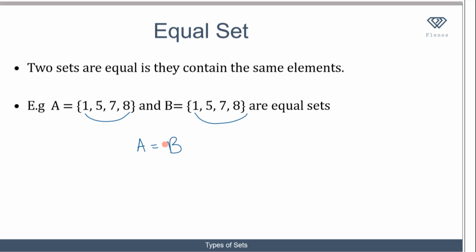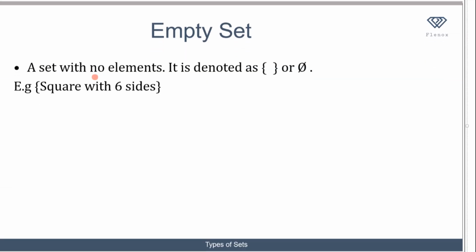Now let's talk about the concept of the empty set. A set with no element is referred to as an empty set, and it is denoted by empty square brackets or a 0 with a slash on it. Now to explain this, consider a set of squares with 6 sides. You know that a square only has 4 sides, so you can never find a square with 6 sides. So this set is an empty set. You can write it as this or this.